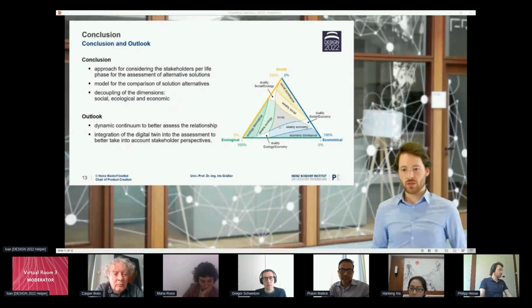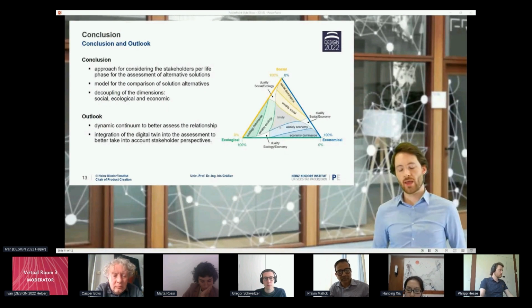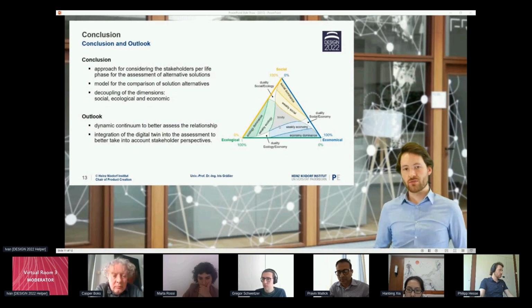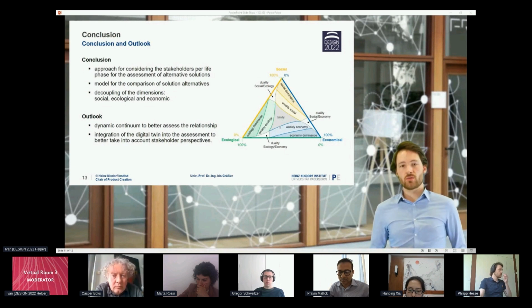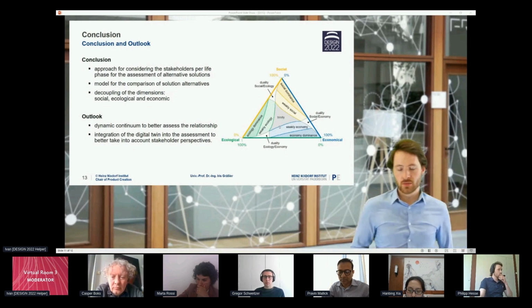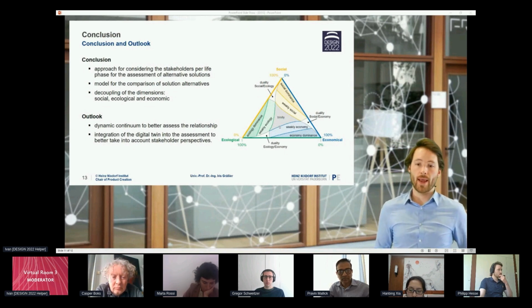For the outlook, it is possible to generate a dynamic continuum inside the triangle, which represents different values of the dimension in another way. And finally, it is possible to integrate the digital twin in this assessment. This has the advantage that the criteria can be defined in a detailed way.